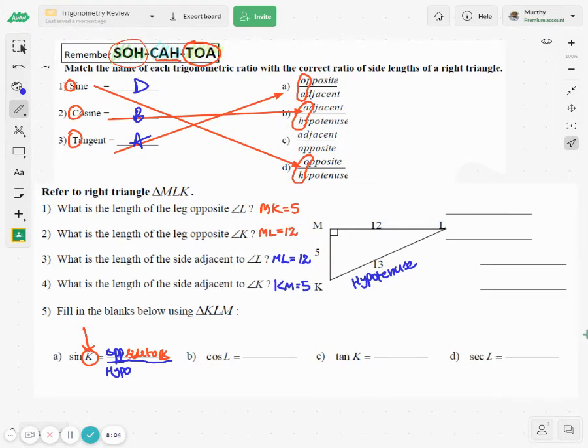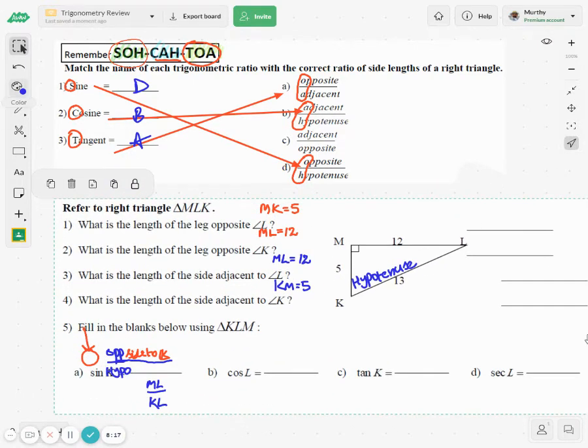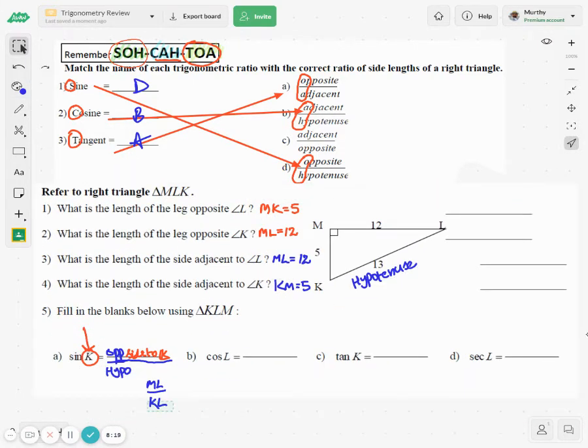Already we mentioned here. So it is ML over what is hypotenuse, that is KL, and you have to plug in the values. My apologies, there's not enough space, so just let me move this one a little here. Now the values are there. What is ML? It is 12 units, and KL is 13 units. You are done with this.